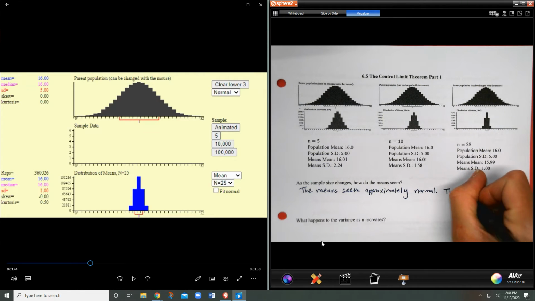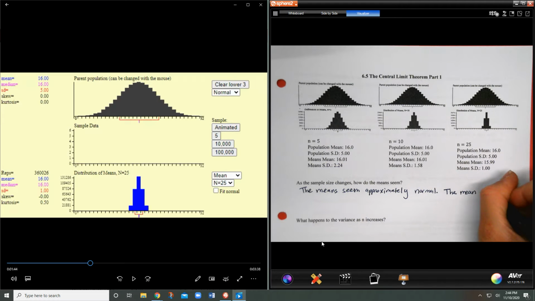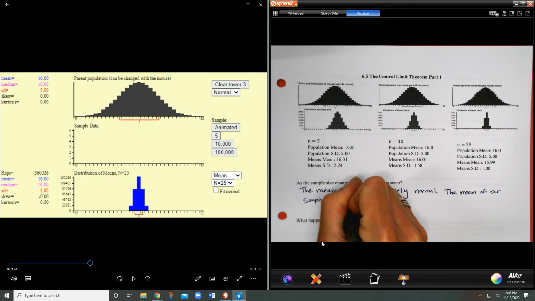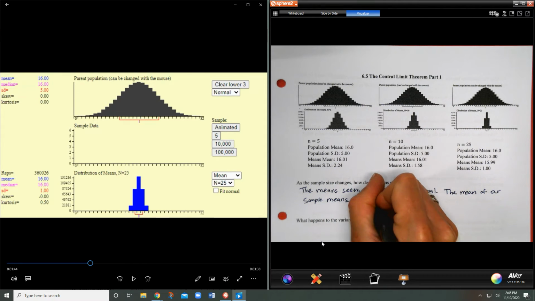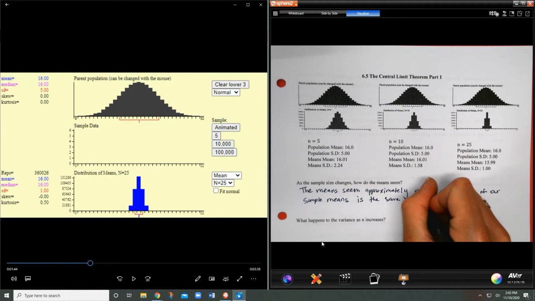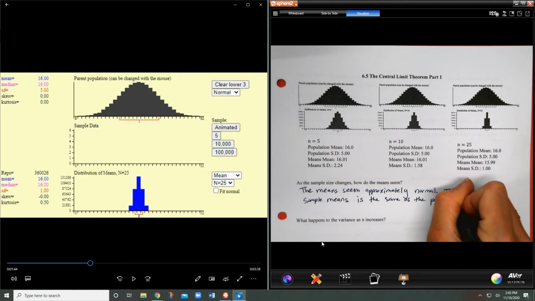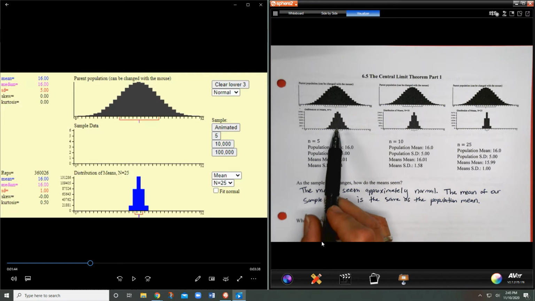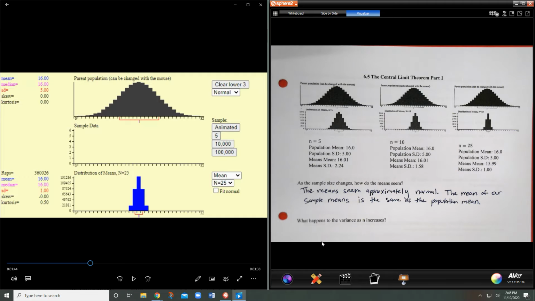The mean of our sample means, or the sampling distribution, is the same as the population mean. Or in other words, the mean of all of these samples that we took the mean of is equal to the mean of our parent population. What happens to the variance? We don't focus much on variance in here. We focus more on standard deviation.